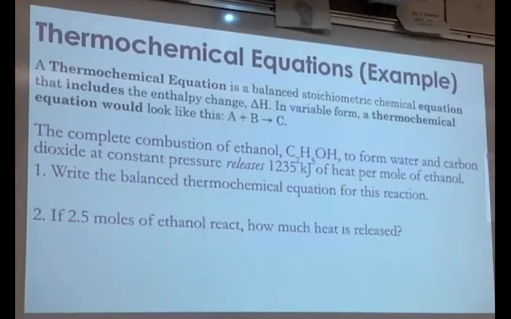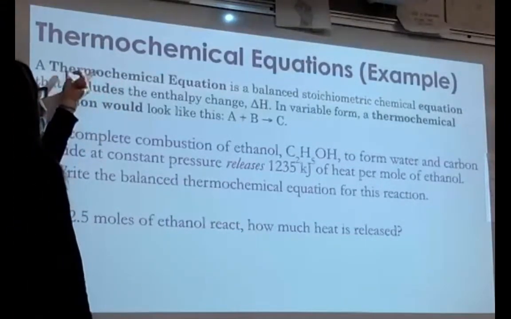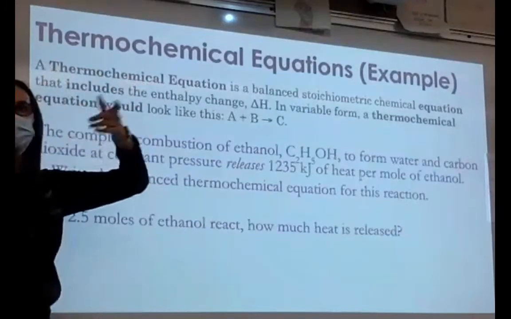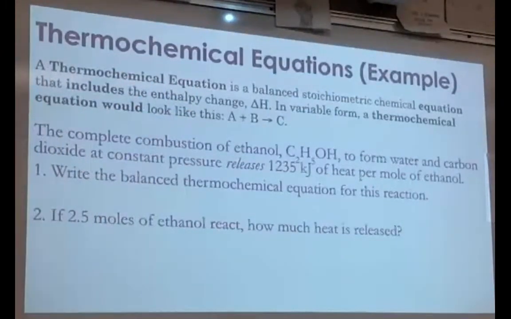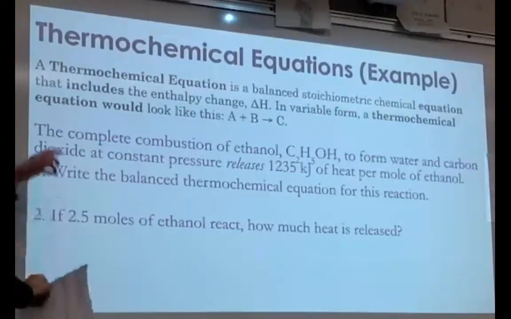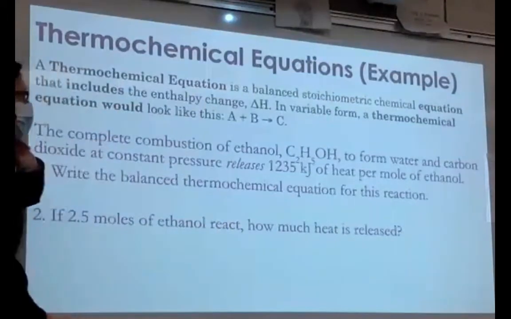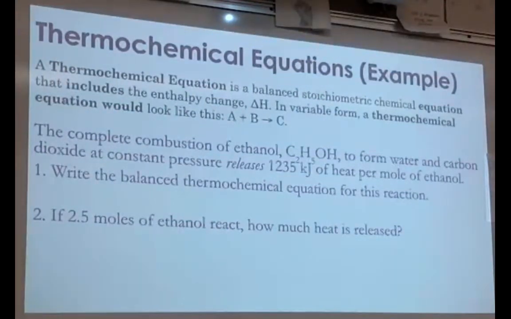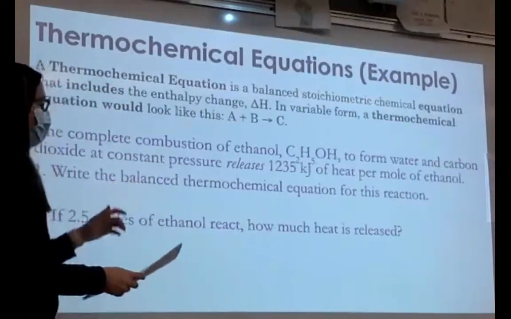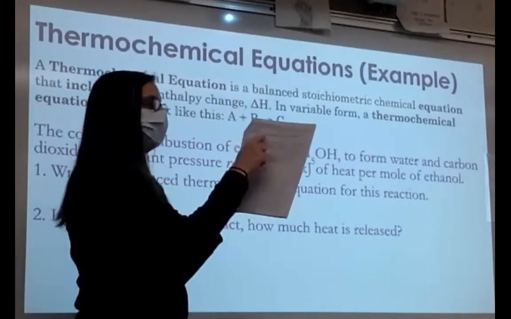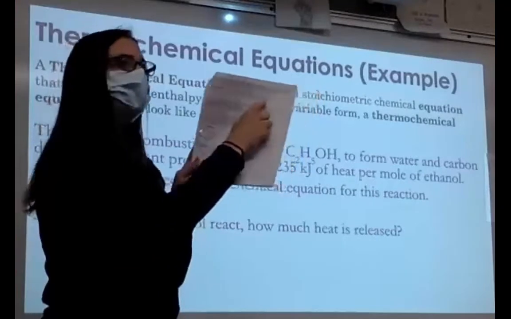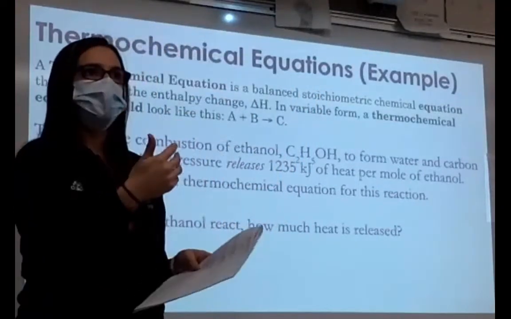So a thermochemical equation, if we break this down, thermo means heat, and then chemical, we have our formulas. So a thermochemical equation is an equation. It's a balanced equation, has coefficients, but it also includes delta H. And so when we see a thermochemical equation, like in the example on page 7, we have a balanced equation and then we have a delta H value off to the side.